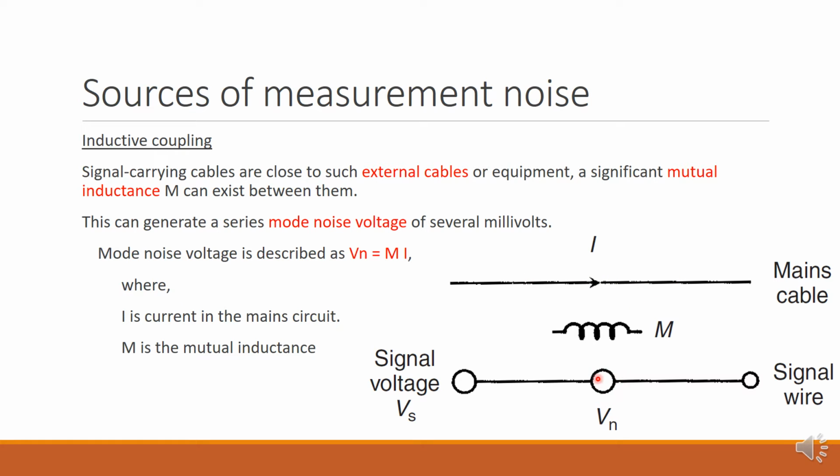So this distortion or noise Vn plus the Vs gives you the output signal. So this output signal actually already has some noise added from the inductive coupling. When these two cables are near enough, they will generate a mutual inductance, and this will give some noise to your measurement system.